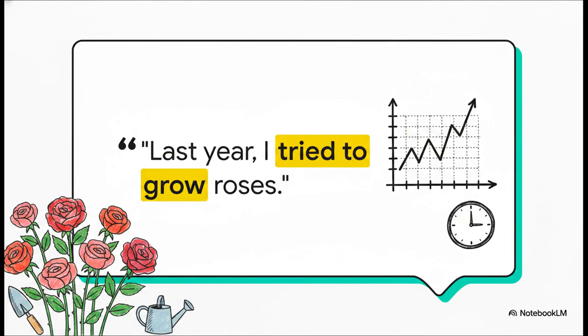I absolutely love this analogy. It makes it so clear. Think about it. Trying to grow roses could take months, right? It's a long process. But the entire action is contained within the time frame of last year. It's over. The exact same logic applies to your charts. If you have a 10-year trend from 2000 to 2010, it's just simple past.